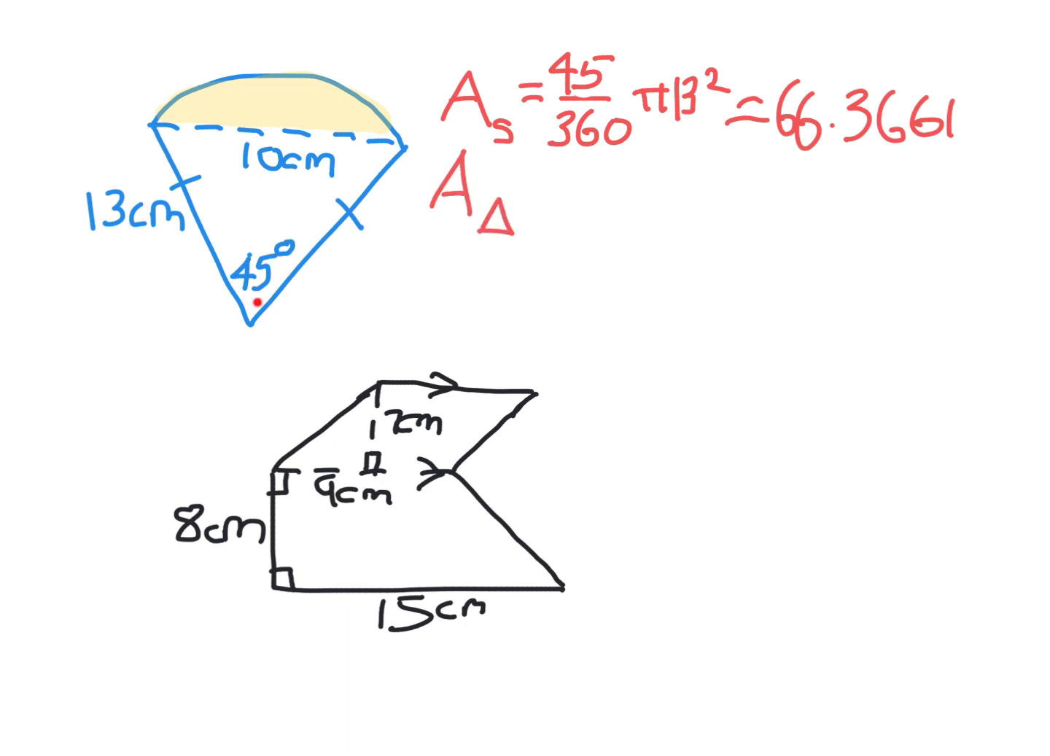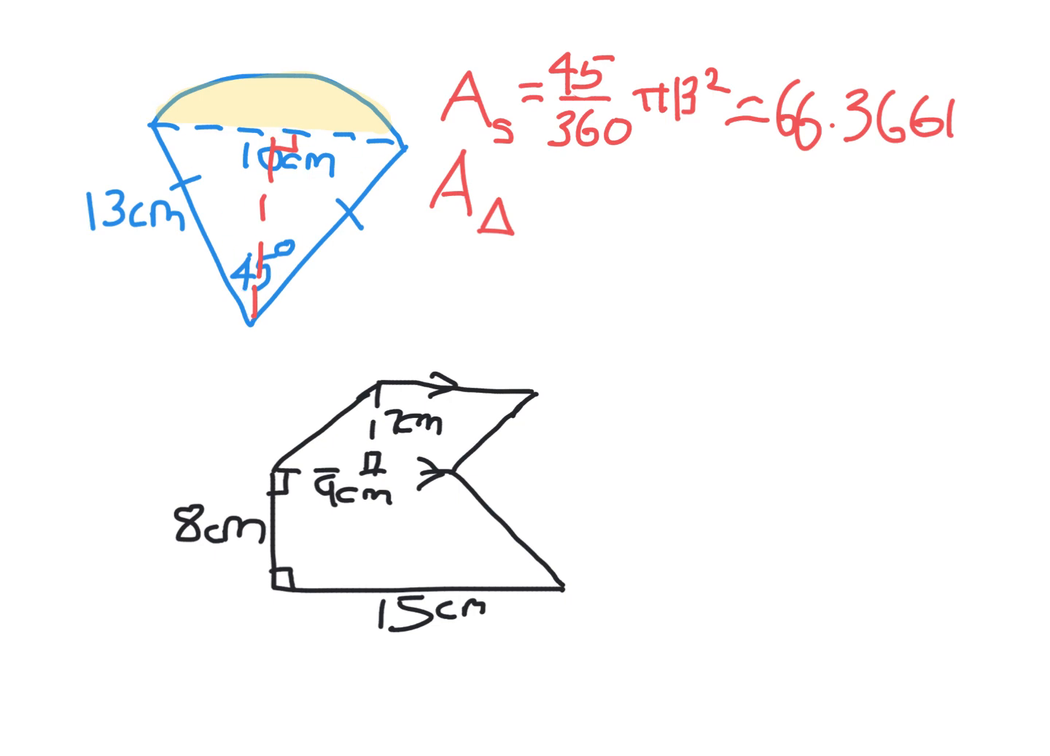It is an isosceles triangle. Now we don't know its perpendicular height. We need that to find the area. So fortunately, though, we can use Pythagoras. See, if a triangle is isosceles or equilateral, you can divide this triangle into 2 congruent right-angled triangles.